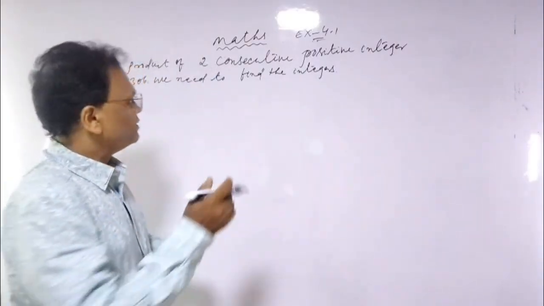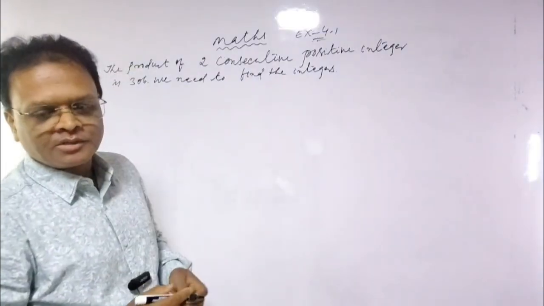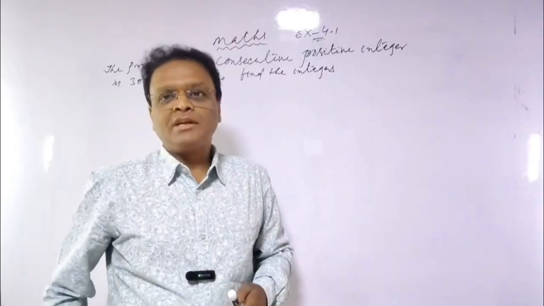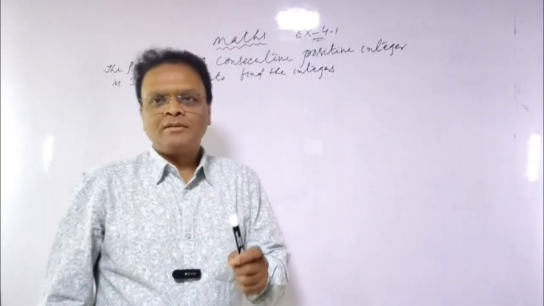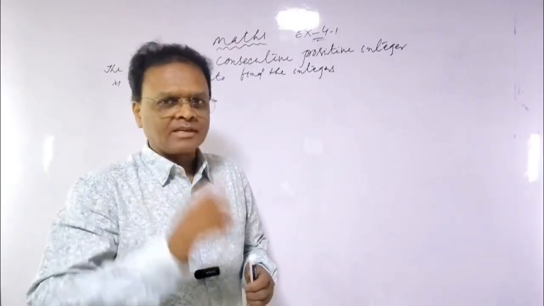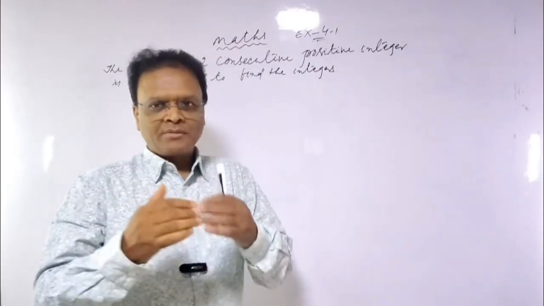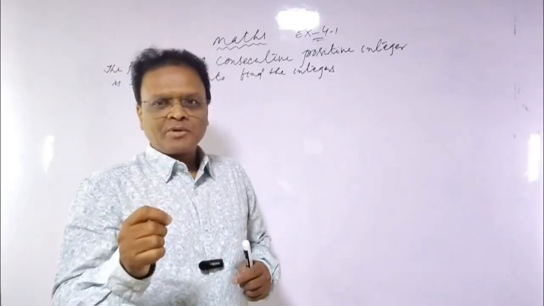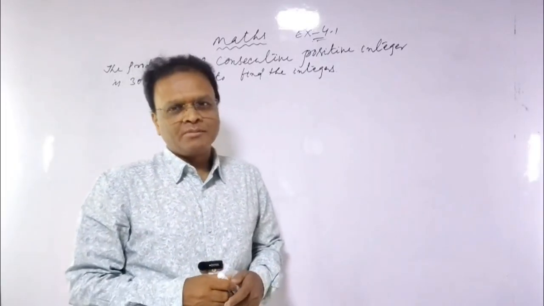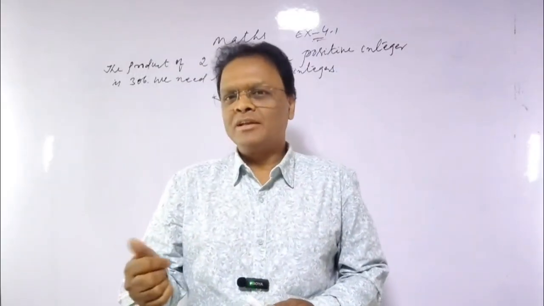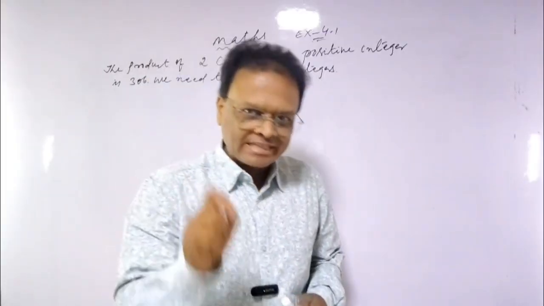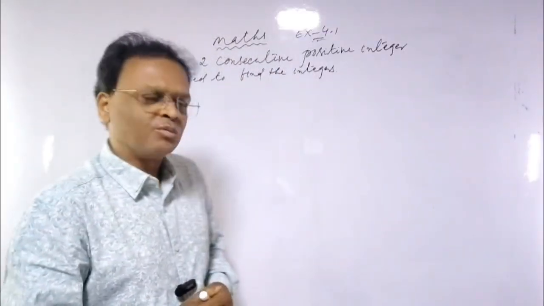Consecutive positive integers. So let me take the consecutive positive integers. What will be consecutive? The number which comes after, that is called a consecutive number. If my first number is x, the second is x plus 1. The consecutive number of 10 is 11, of 12 is 13, of 15 is 16. I am getting it after adding one. Therefore, for consecutive positive integers, if the first is x, then the second is x plus 1.